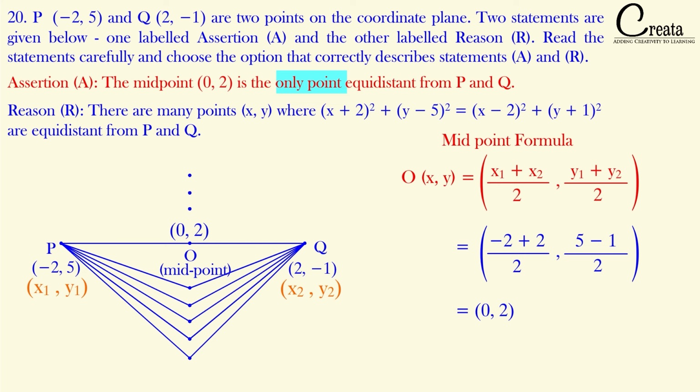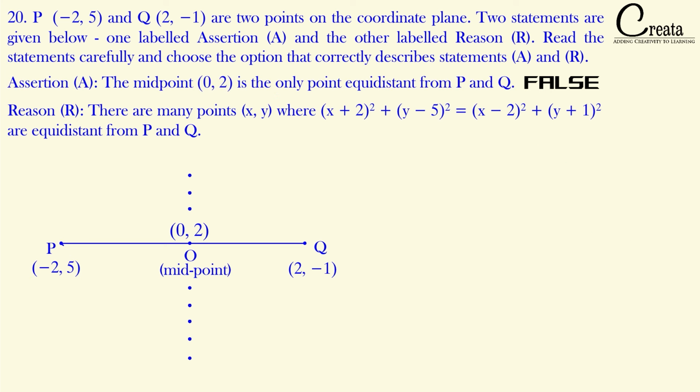So the assertion is wrong. That is, the statement that the midpoint is the only point equidistant from P and Q is false. Okay. In the reason it is given, there are many points (x, y) where (x plus 2) whole square plus (y minus 5) whole square is equal to (x minus 2) whole square plus (y plus 1) whole square, are equidistant from P and Q.